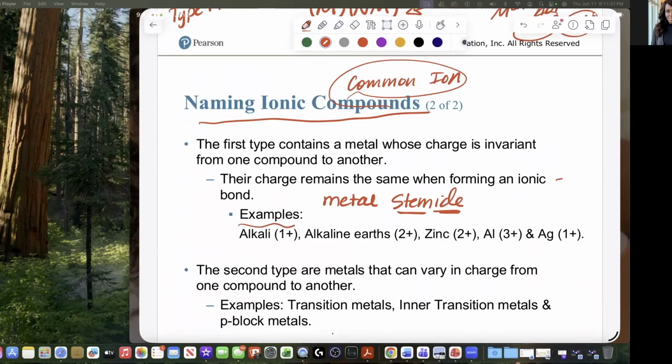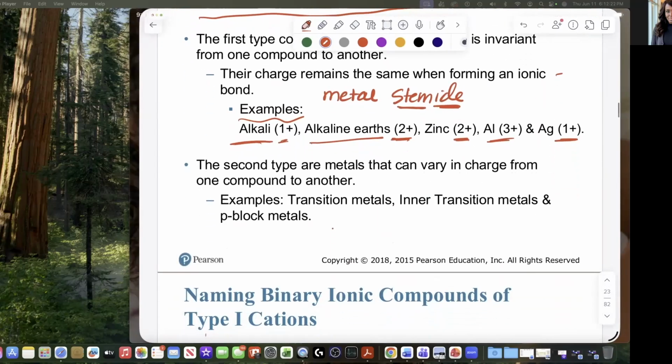So here we give examples of metal ions. We have the general name of it: alkali, these are group 1s, alkaline earth metals, group 2. We have some D block metals, zinc 2+, silver +, and aluminum is a P block metal that has a fixed charge. So you want to be aware that there are many different types of metals in the periodic table. We have the S block metals. The S block metals have fixed charges. You also have P block metals.